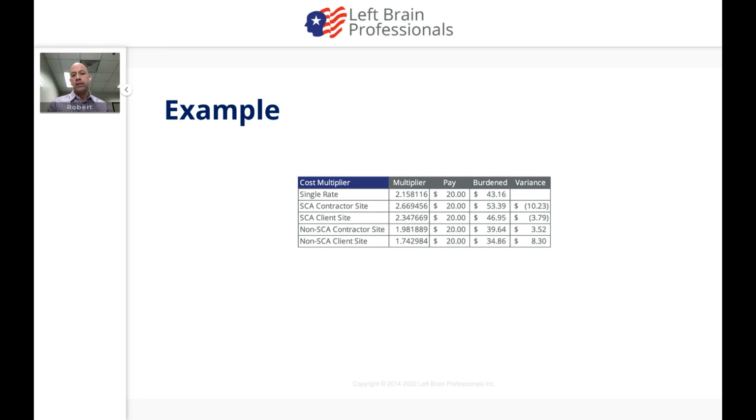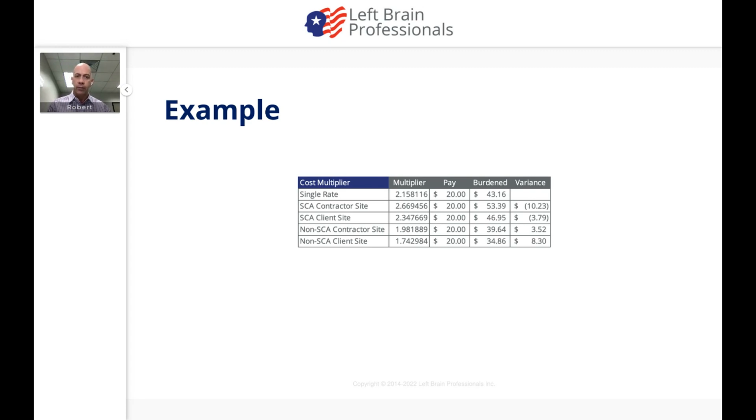And so some people might say, Robert, does it really matter? Can I do this in a single rate? Do I really have to break this out? You certainly could maintain a single rate. There's no reason to say you can't. But obviously part of what you're going to see here is you might run into some competitive issues, certainly on your non-SCA work.